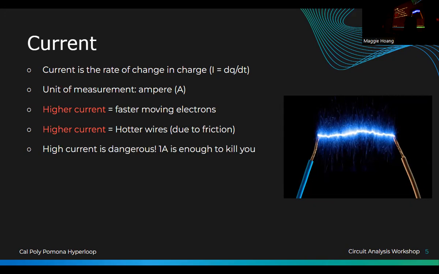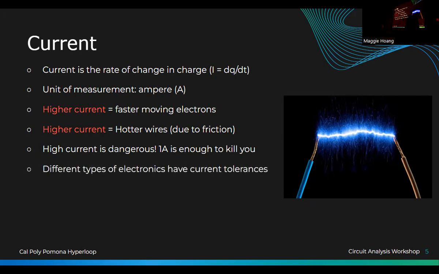And 1 amp is actually enough to kill you. Your body itself is a resistor, so it's like a load. If you take a fork and plug it into the outlet, it's going to discharge through your body because the current is going to go through your body. And the reason why you die is because it goes through your heart, and then it burns your heart or something. I don't know, I'm not a bio person.